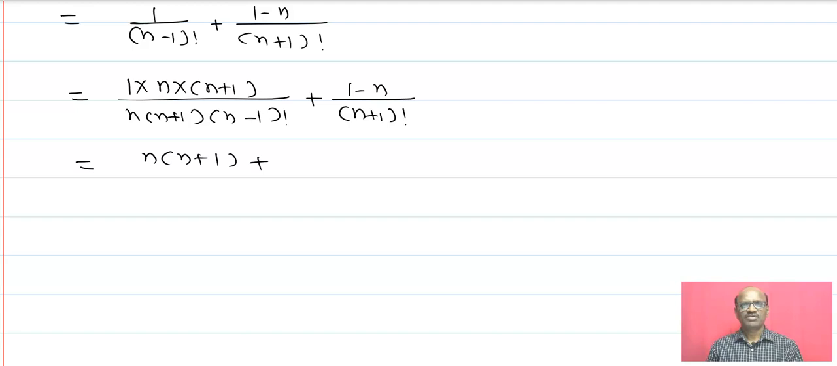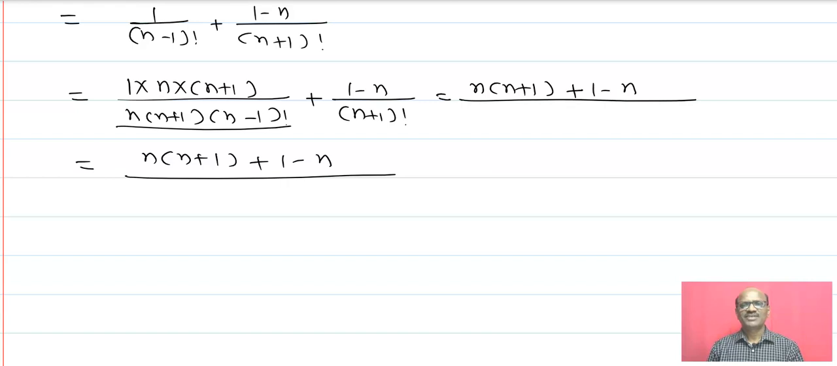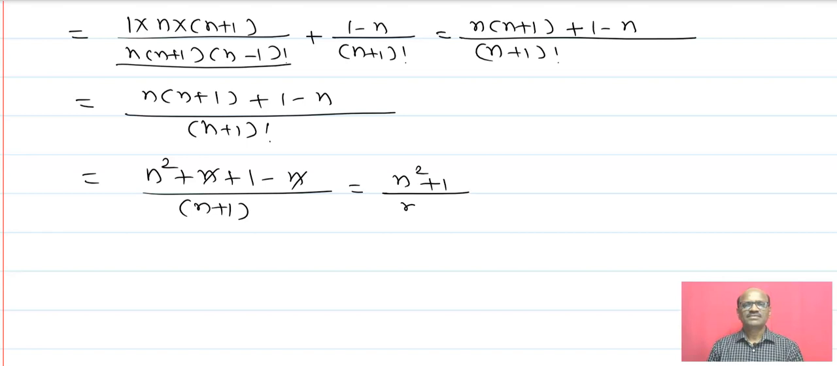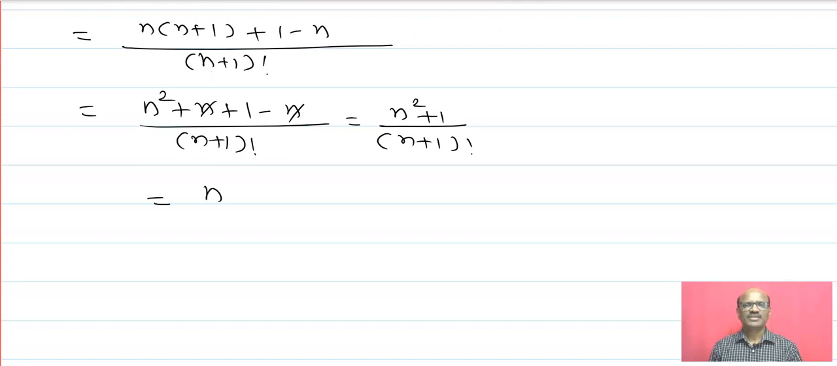n(n+1)/(n+1)! + (1−n)/(n+1)!, again simplification, (1−n)/(n+1)!. Now the plus n and minus n get cancelled, then you will get n² + n + 1 − n. N plus 1 to the denominator factorial, it must be (n² + 1)/(n+1)!.